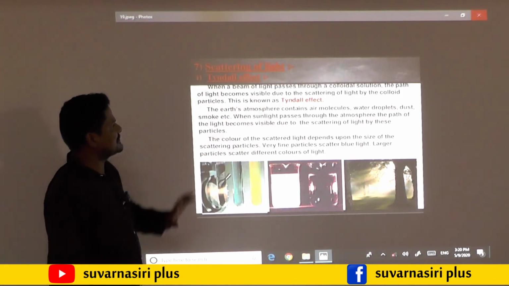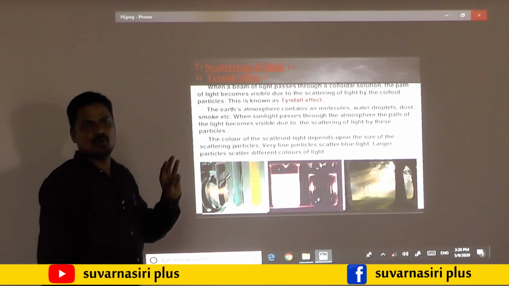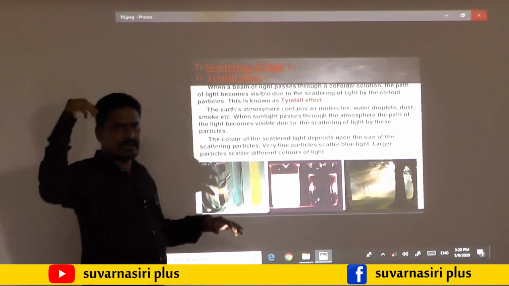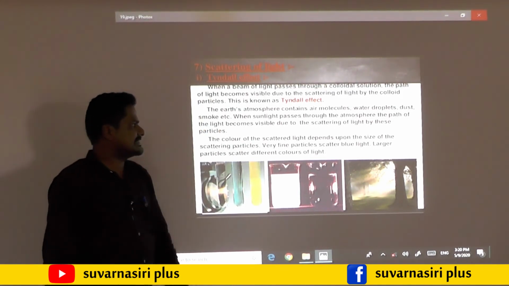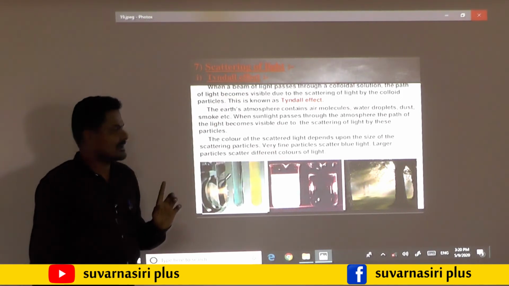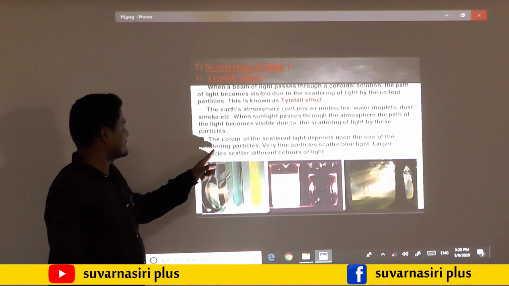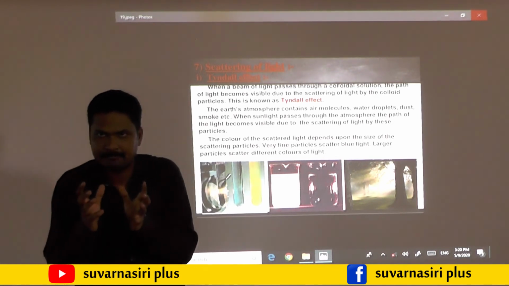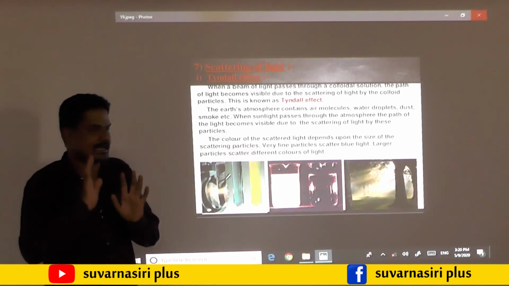The Earth's atmosphere contains air molecules, water droplets, smoke, carbon dioxide, and so many other things. When the sunlight passes through that atmosphere, the path of light is visible due to the scattering of light by the particles. So here the color of scattered light depends upon the size of the scattering particles. If the scattering particles are big, it scatters more. If the scattering particles are very small, it scatters less.